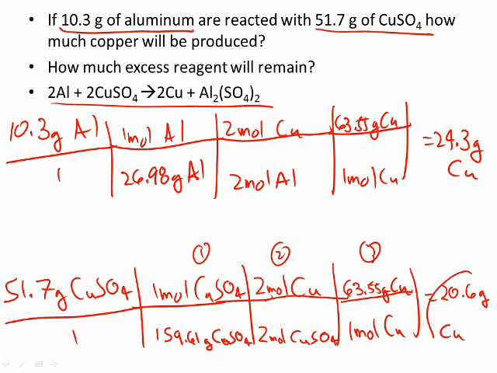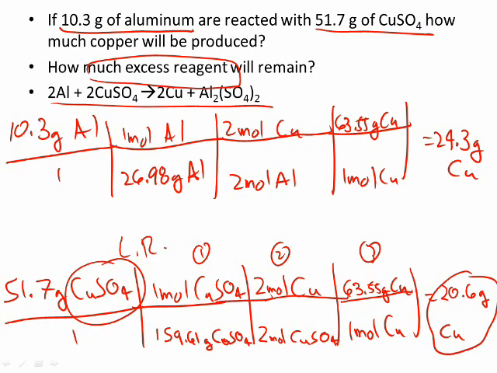So we see that this is the smallest amount produced. Copper sulfate is the limiting reagent, but we want to see how much of the excess reagent is left. This is the limiting reagent, this is the excess reagent. How much of that will be left after it's all used up reacting with the copper sulfate? We want to find the excess, so that means we have to start with the limiting reagent. How much aluminum will be made from that limiting reagent of copper sulfate?